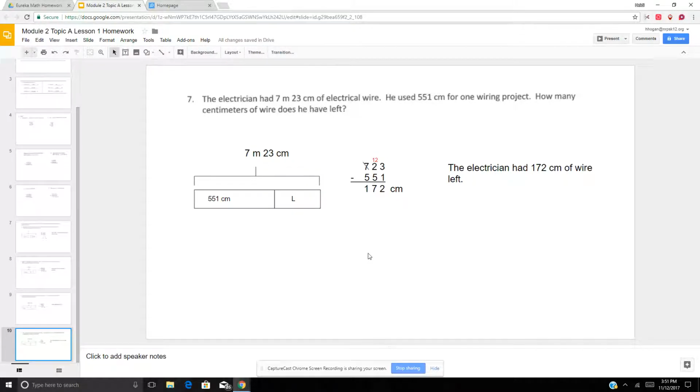Tomorrow we're going to get into mass, then we're going to get into capacity, and then we're going to use all three. Yikes. You can do it.